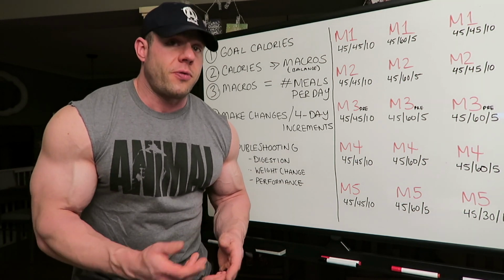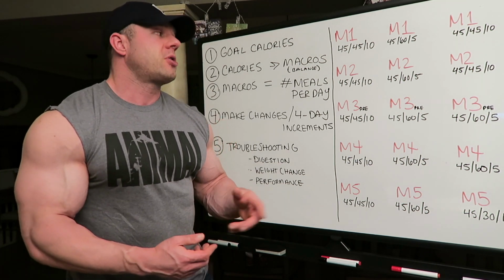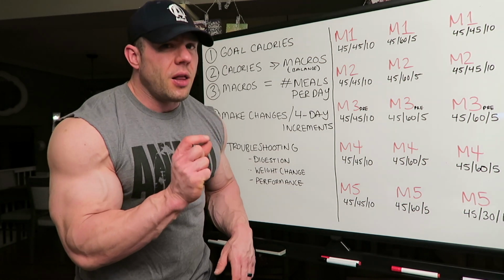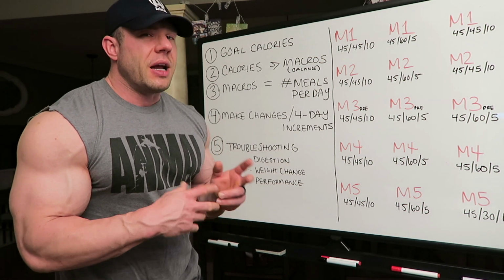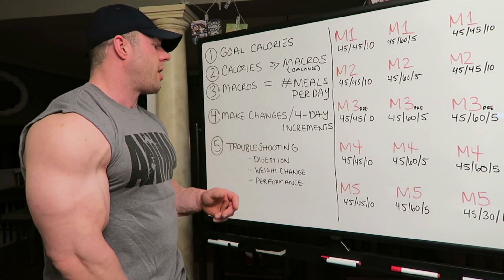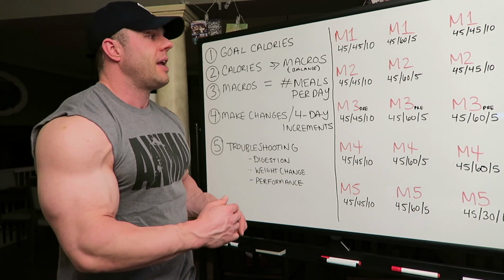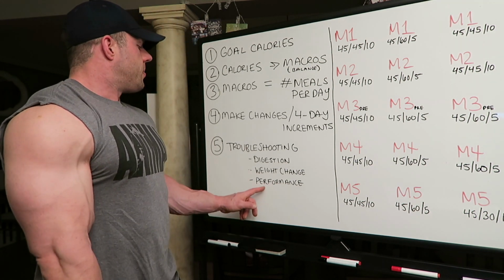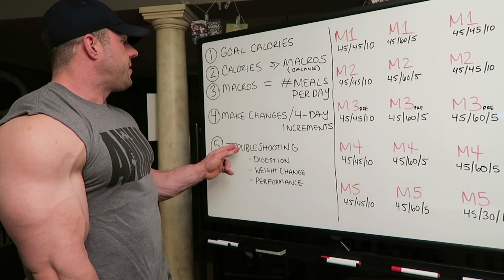You might need to go another 4 days to really determine, especially if your calories are really close to what you need to maintain. You might need more data, more time on the plan. So don't think you need to change something every 4 days. So that's performance. So those are your 5 steps, all right?